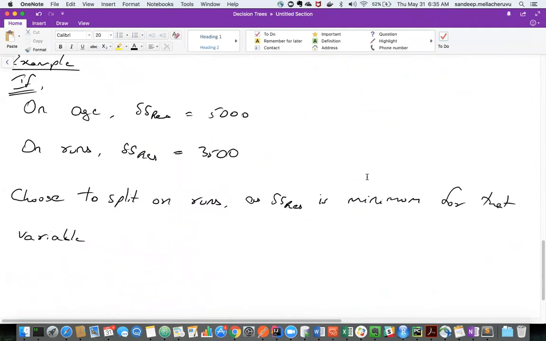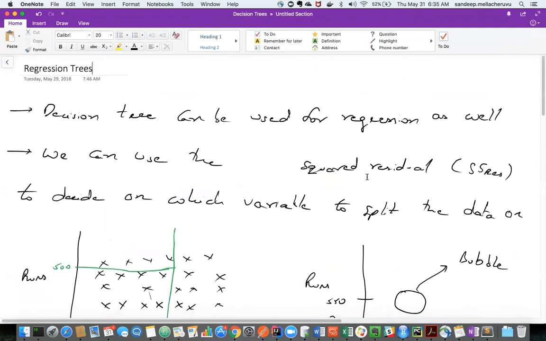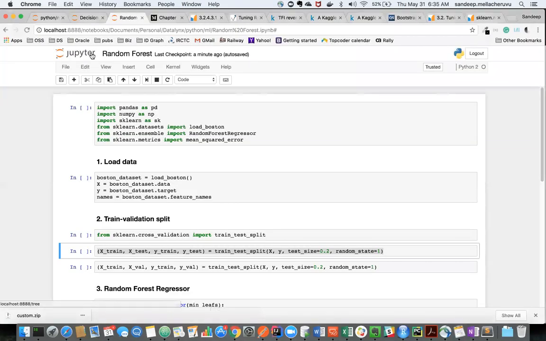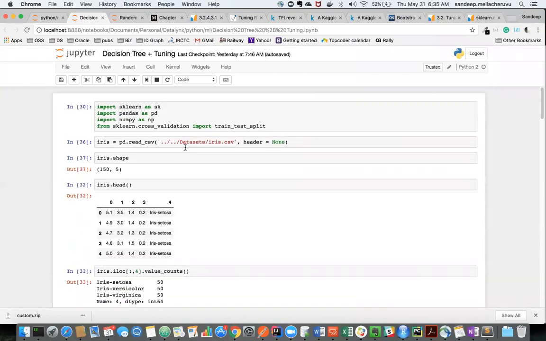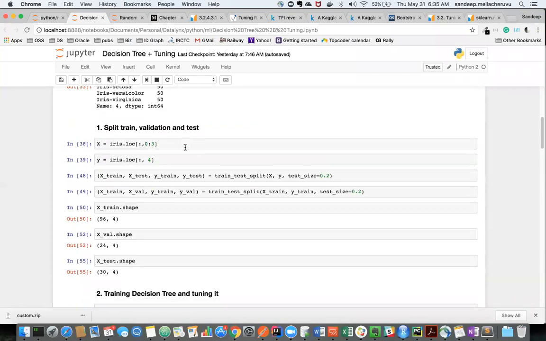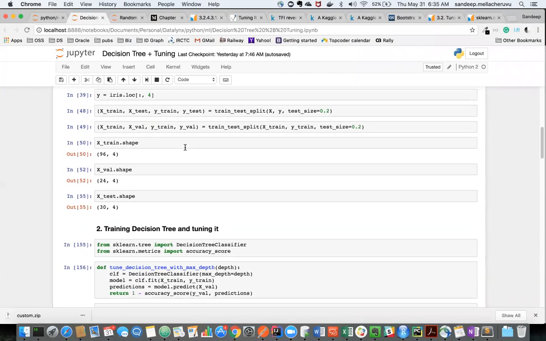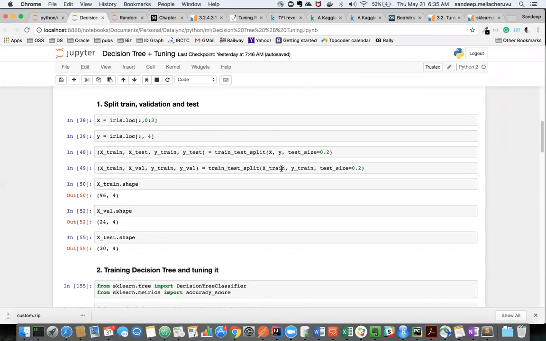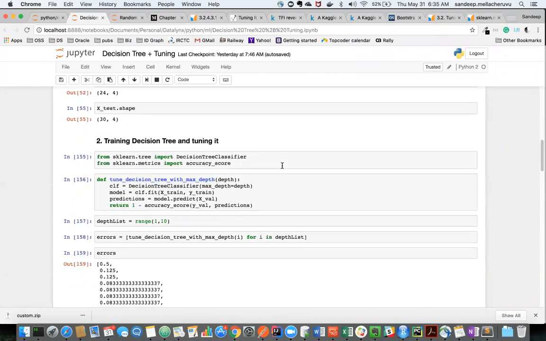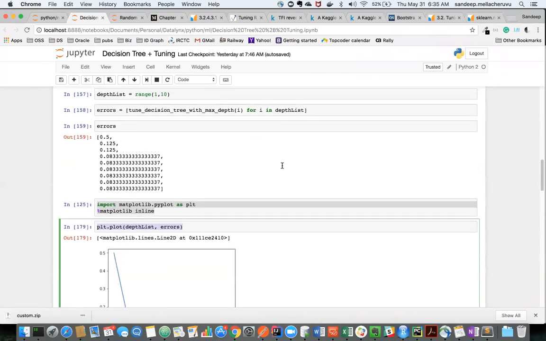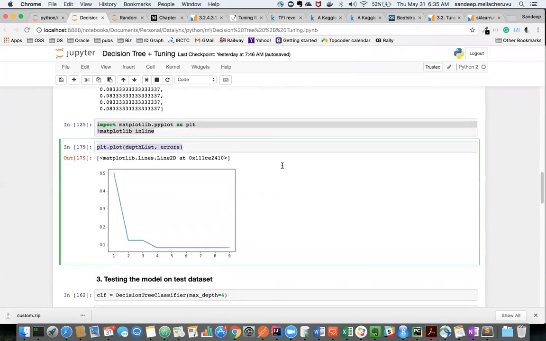Yeah, I have a question. In Python, when we did the decision tree, we used the random state for repeatability. So if we do that every time, we'll get the same data or different data?